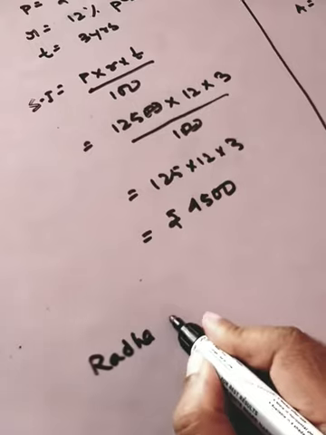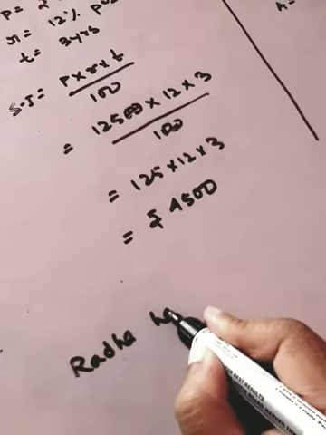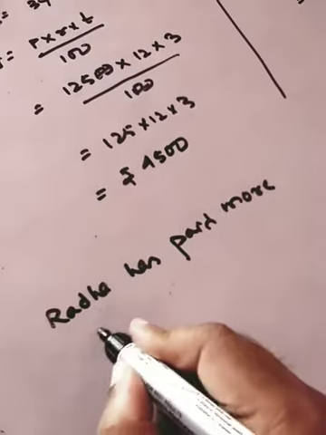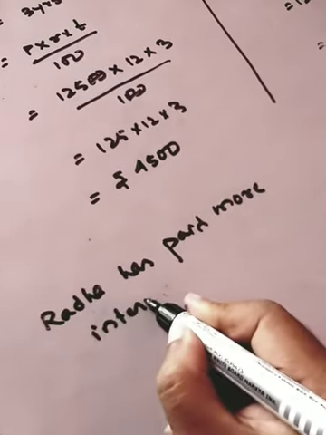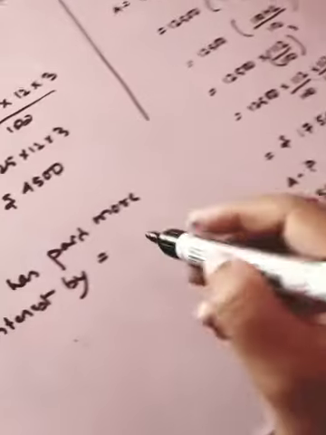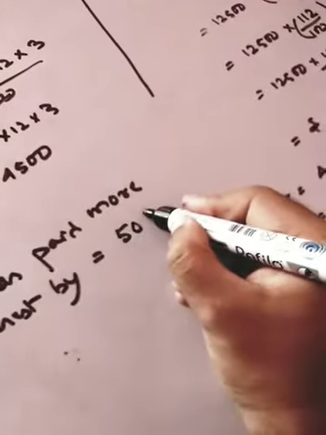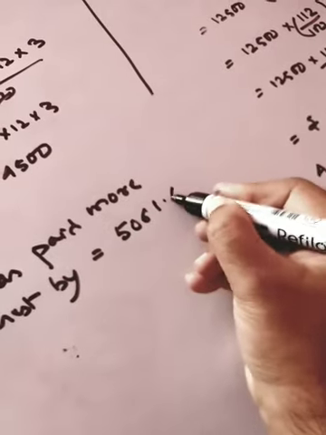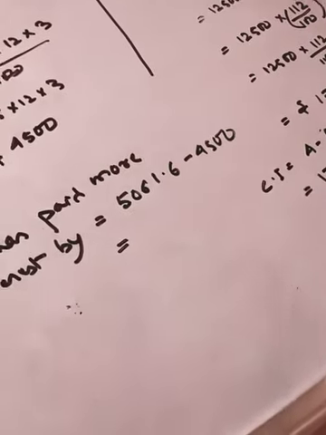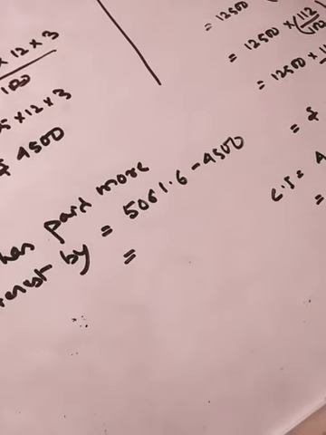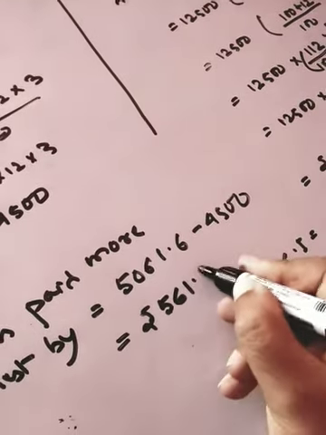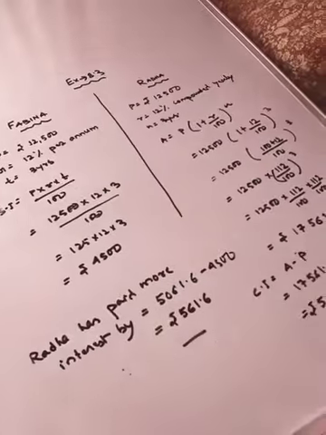Radha has paid more interest, by means you have to find the difference. That is 5061.6 minus 4,500. So what is the answer? Answer is rupees 561.6. So this is the answer.